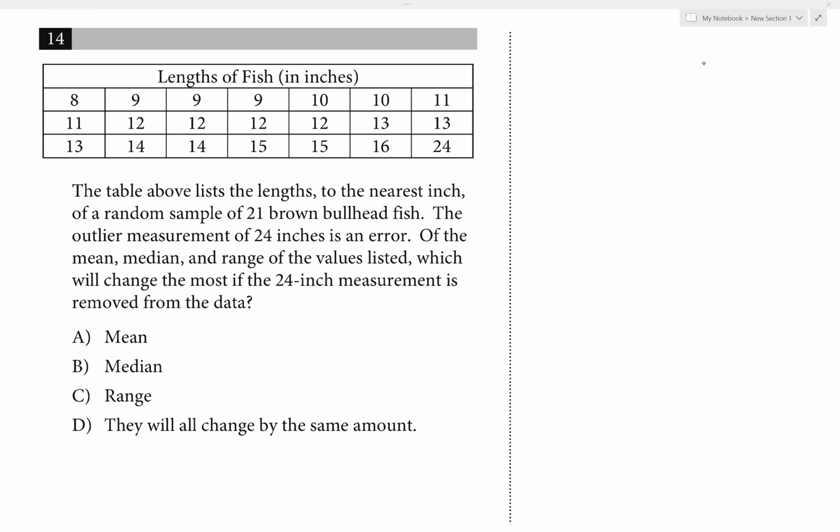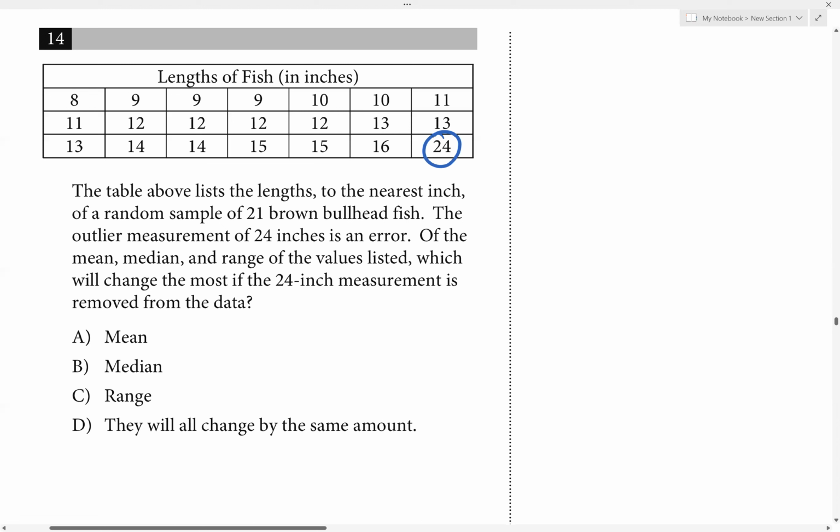Okay, so we have the table and all these numbers. We see that most of the numbers are around 12, 13, or between 9 to 15 or 16-ish, right? 24 is an outlier because it's significantly bigger than the other numbers here. All right. So if we remove the outlier, which of the following will change the most?